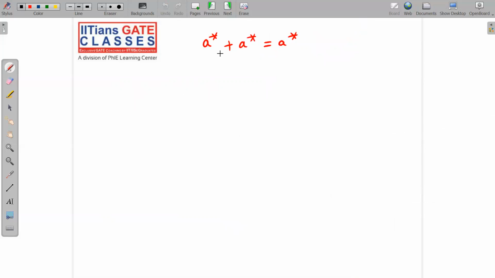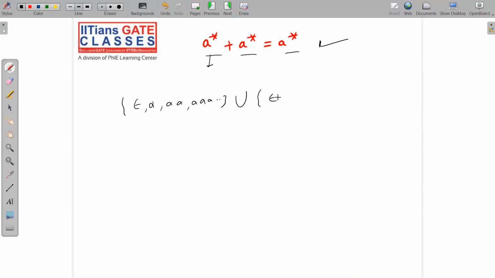Okay. Next is A star plus A star is equal to A star. Is it true or false? Yes, obviously this is also true. By intuition, you can also easily see it. See, I have already told you, plus means union only. So what is A star? A star is null, A, double A, triple A, dot dot dot.